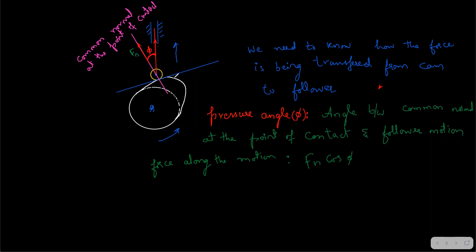The force Fn, whatever is being applied by the cam, is the original force, which is the resultant force. It has two components. One component is along the motion and another is in the perpendicular direction. One is upwards, one is horizontal. This component of Fn is responsible for the cam follower to move up, and this other force is responsible for the tilt.